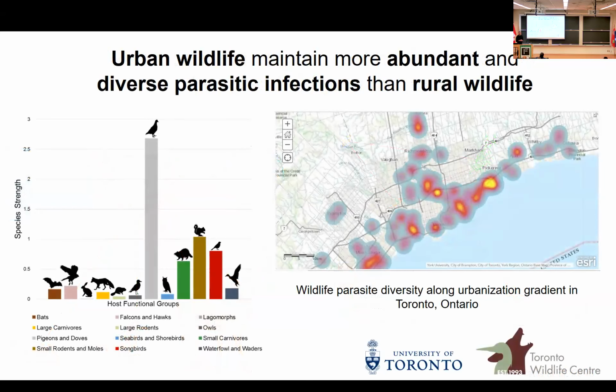Again, also used GIS to understand patterns of wildlife parasitism, so diseases that naturally occur in wildlife. And we looked at this across Southern Ontario to see, along this urbanization gradient, that some of our more urban wildlife populations tend to have a higher diversity of parasitism, at least in southwestern Ontario, than those that are more rural or more remote.